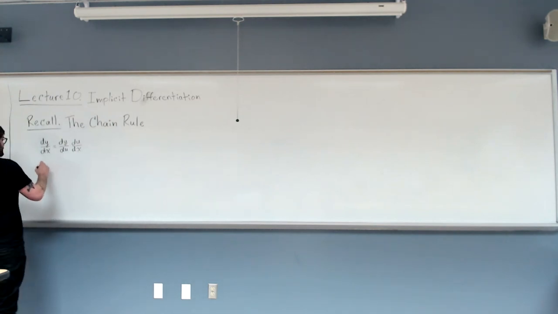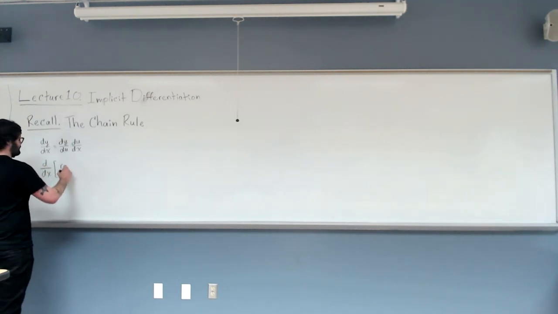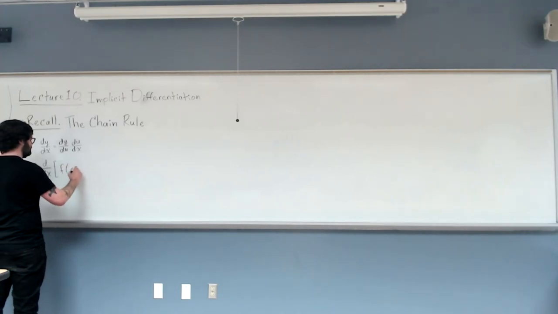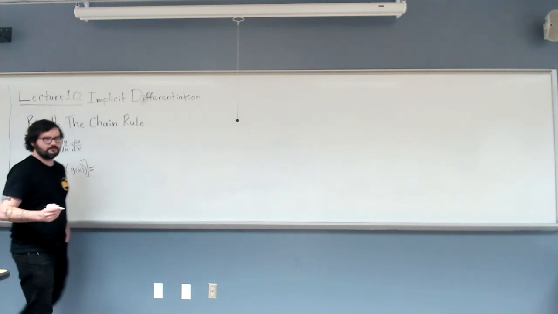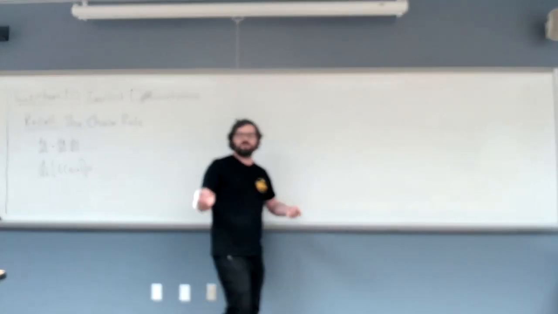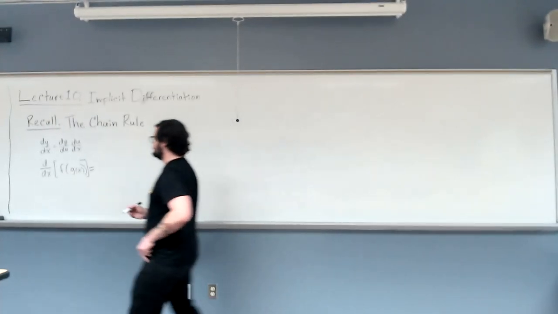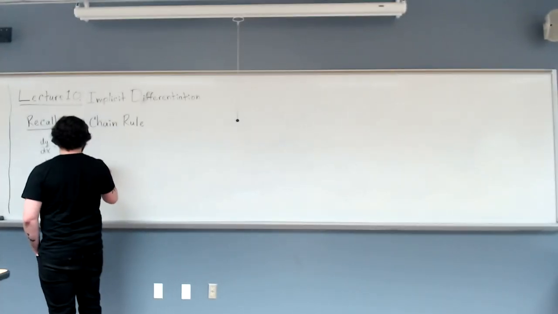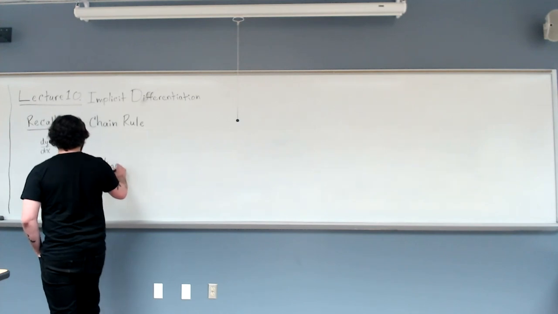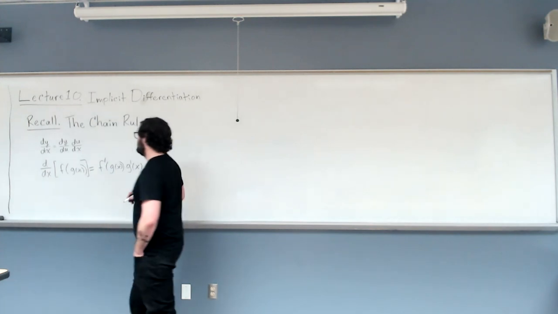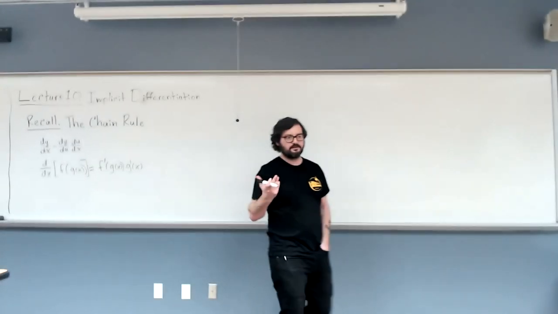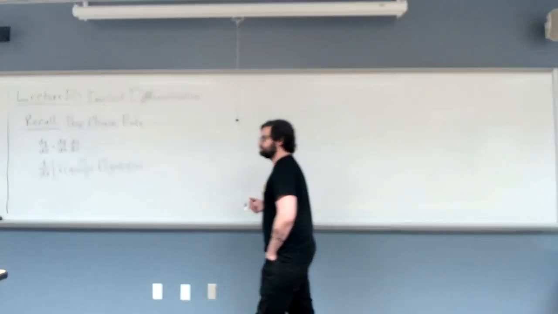The other notation was the derivative with respect to x of the composite function f composed with g. I said this a few times last time. It's the derivative of the outside function times the derivative of the inside function. So the derivative of the outside, f prime of g of x, times the derivative of g. All right, so this is just two different ways of writing the same concept.